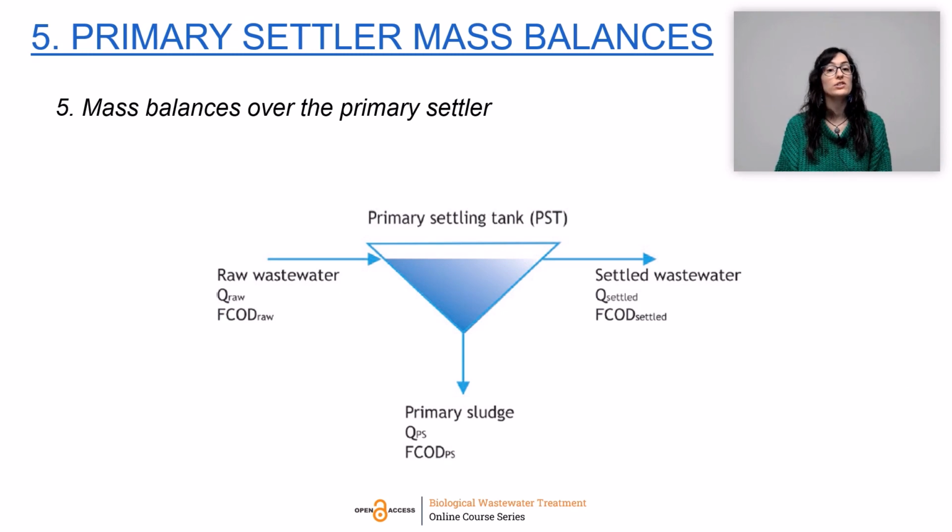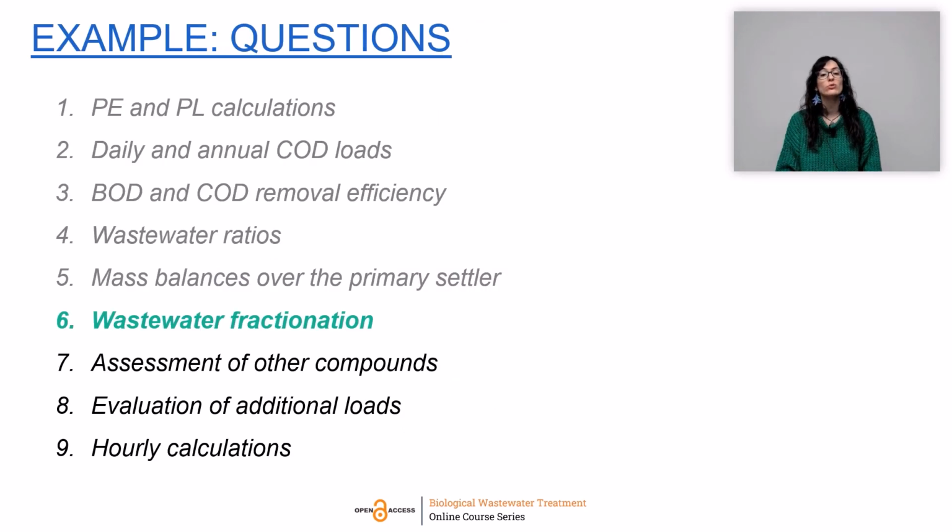Going back to the initial question, we have set up the mass balances by starting from the flow diagram. And we set up the mass balances for the volumetric flows first, and then for individual components. And we can apply this principle as long as the components that we are considering are conservative. Let's go now to the next question on wastewater fractionation.